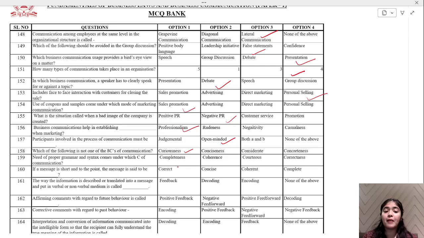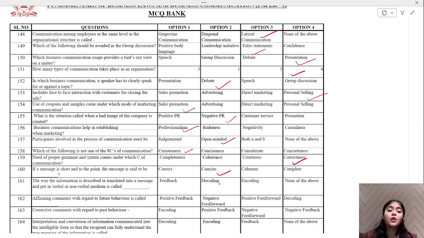Need of proper grammar and syntax comes under which type of communication of C? Tell me. Yes, think over it again. Correctness. Okay, correct grammar, correct wording, syntax, and everything. If a message is short and to the point, the message is said to be concise, short.